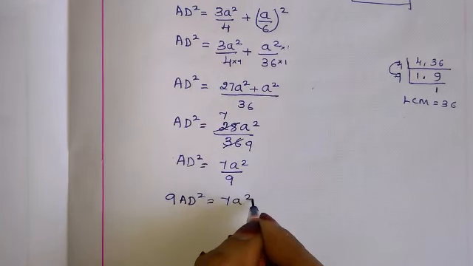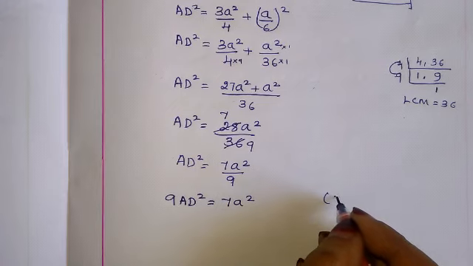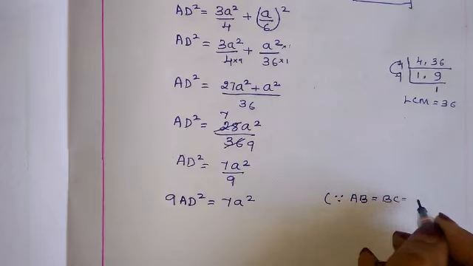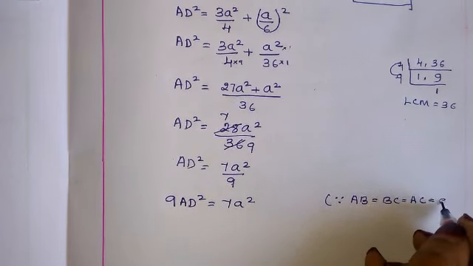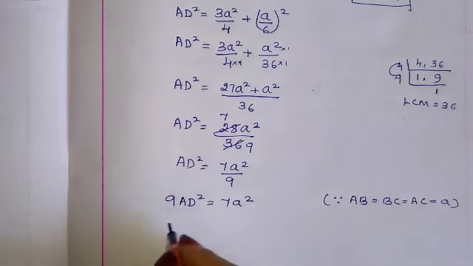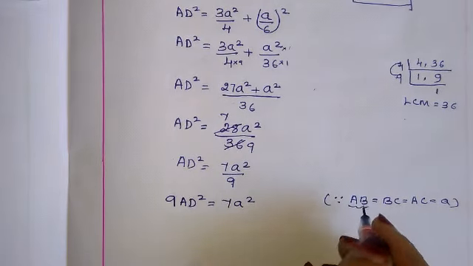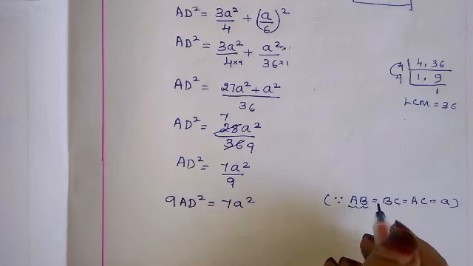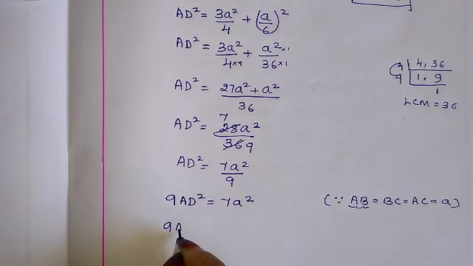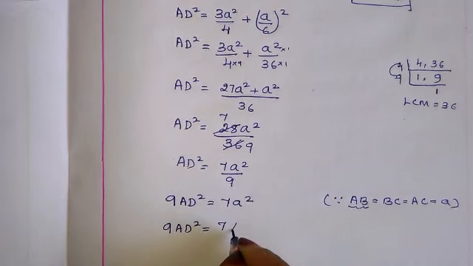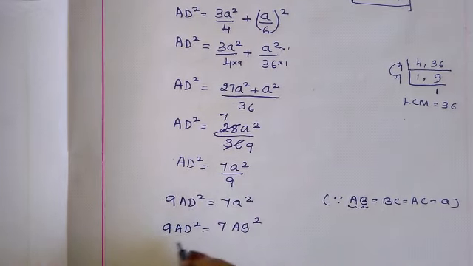7A square. A square, the value of A, I have taken because we have taken AB equals BC equals AC equals A, because they are equilateral triangle. So in place of A I am writing AB. Why only AB, why not BC and AC? Because in the "to prove" they have told AB square, we have to prove. So 9 AD square as it is equals 7 times AB square as it is, hence proved.